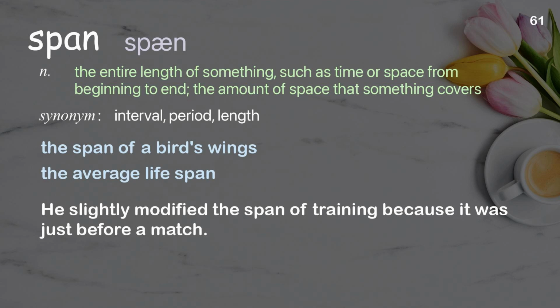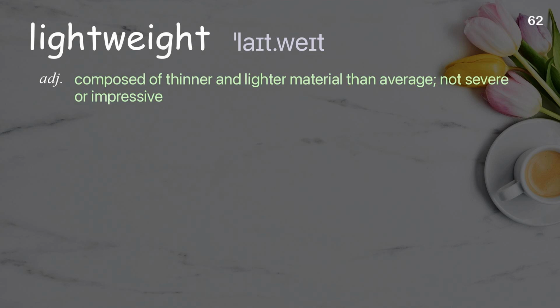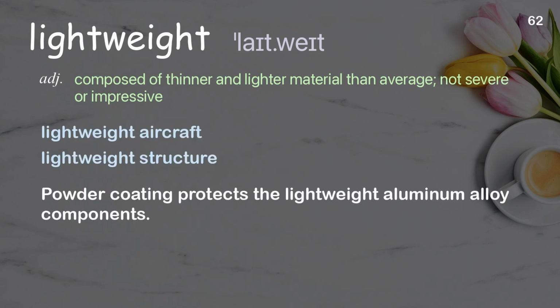Lightweight. Composed of thinner and lighter material than average, not severe or impressive. Examples: Lightweight aircraft. Lightweight structure. Powder coating protects the lightweight aluminum alloy components.